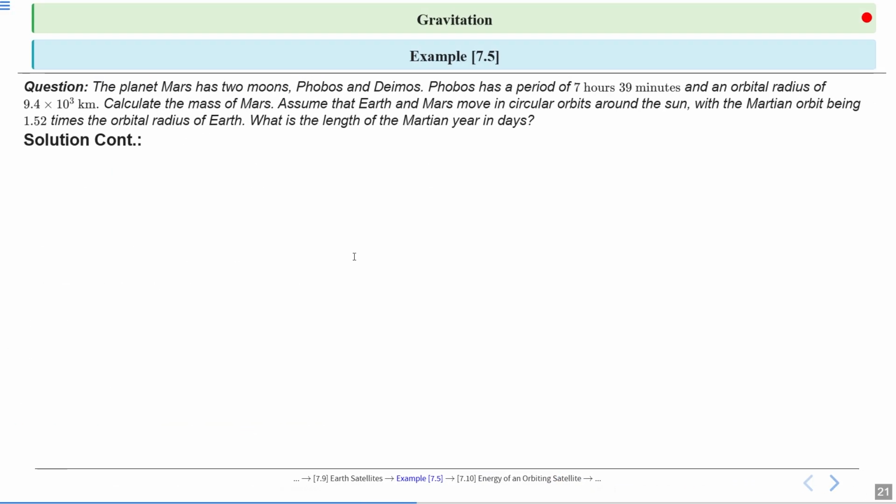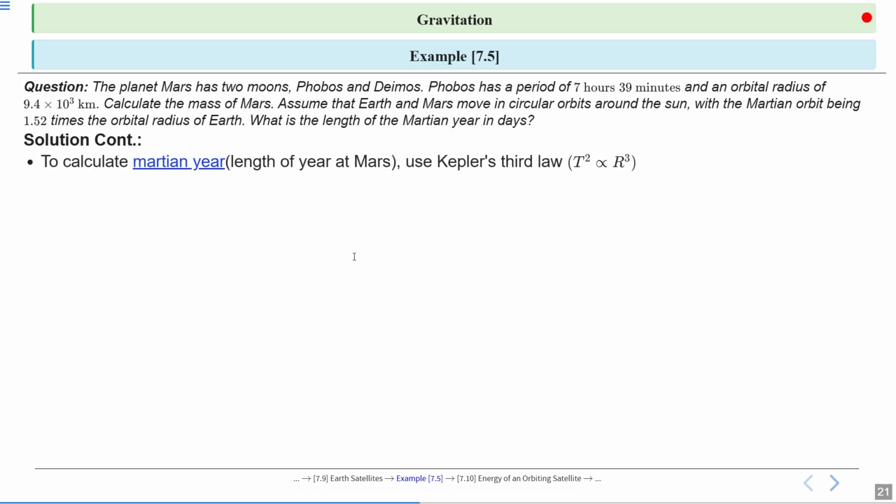Now, calculating the length of a Martian year using Kepler's third law, which states that the square of the orbital period is proportional to the cube of the orbital radius. This law helps us relate the time it takes for a planet to orbit the Sun to its distance from the Sun.